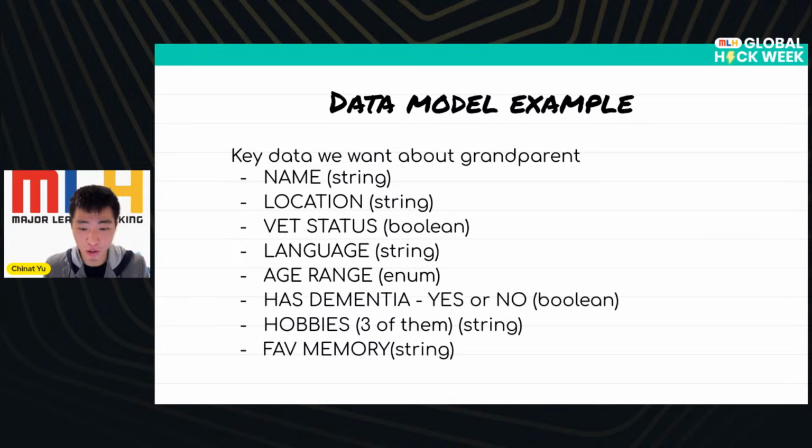Because what we realized when we were talking to users during our user research phase was that if they were a veteran, then they would actually have a lot of great stories to share with the grandchildren. And so that's something potentially that we wanted to flag and look out for. Another thing that we might want to understand is what kind of languages they speak, right? Or is there a language barrier? What is their age range?